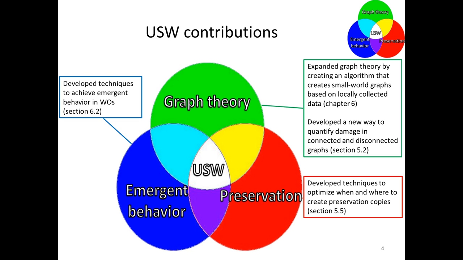USW contributions, my PhD contributions, deal with emergent behavior, preservation, and graph theory. Within emergent behavior, we have developed techniques to mimic human and natural activities in the creation of small world graphs, and we have done this independently of any central control. For preservation, we have developed techniques to help ensure that digital data will be available long after the institutions and people who created that digital data are gone.